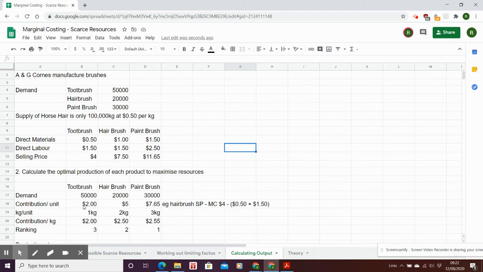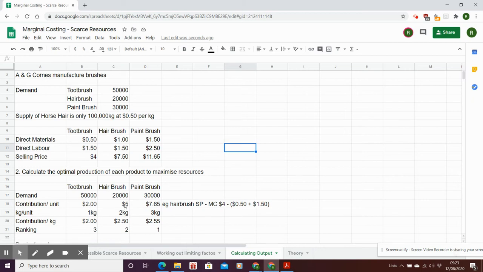But we then need to calculate our contribution per unit, because what we're ultimately going to do is work out the contribution per kilogram, and that will allow us to calculate the maximum contribution and therefore profit we can make. So the contribution per unit is quite a simple calculation. We need to subtract from the selling price the marginal cost. So in the example of the toothbrush, the marginal cost is the total of the direct materials and the direct labour, which is 2. So 4 take away 2 gives me $2 per unit.